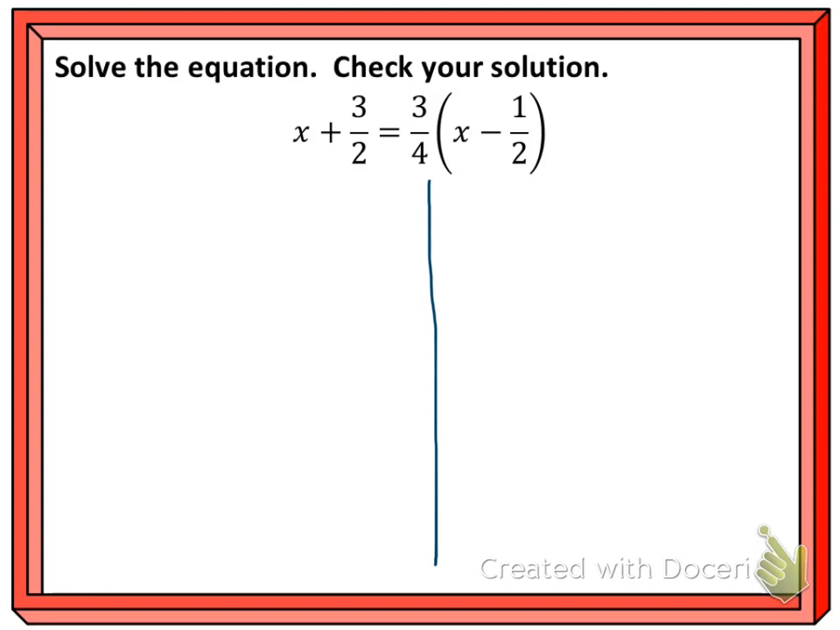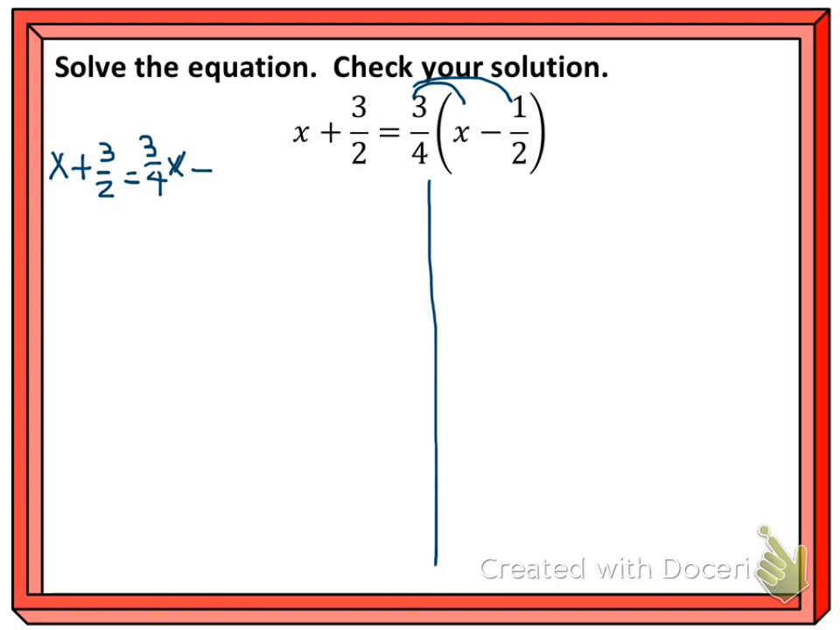So in either of these 2 cases, I'm going to have to distribute the 3/4 over on the right side of the equation. So let's copy down the left. I've got x plus 3/2 is equal to, and now let's just do our distributing. I've got 3/4 times x is just 3/4 x. And then minus, because it's going to be a positive times a negative.